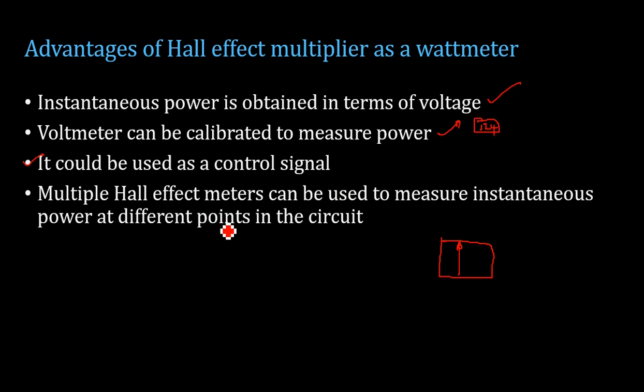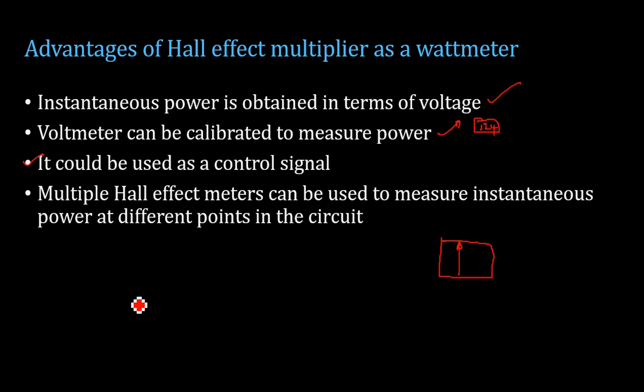Again, these meters can be used to measure instantaneous powers at different points in the circuit. Just like a wattmeter, you can have multiple Hall effect meters connected so that they measure instantaneous power at different points in the circuit. Another thing you need to remember is that it measures the instantaneous power, not the average power. At every instant it gives the power.